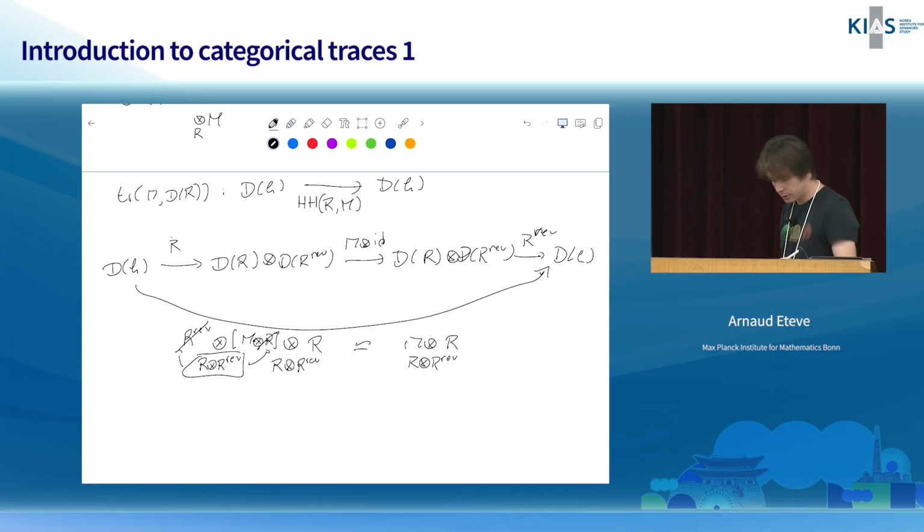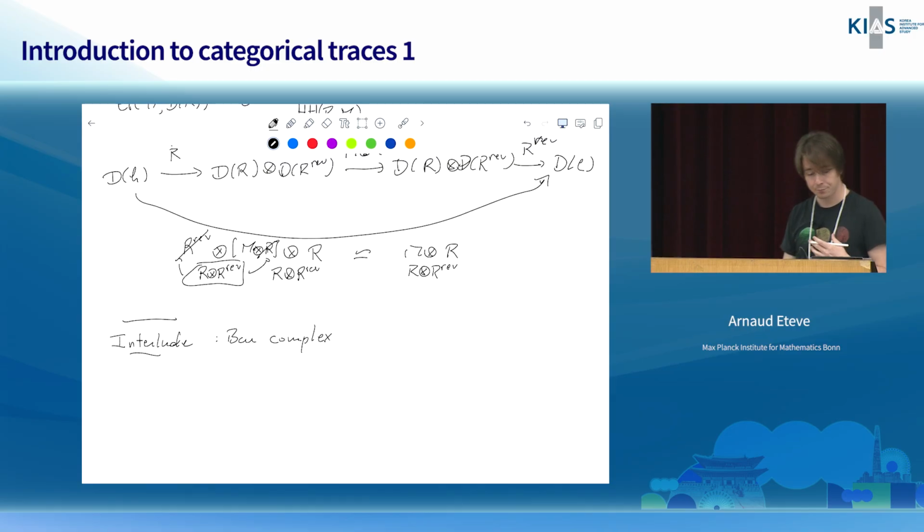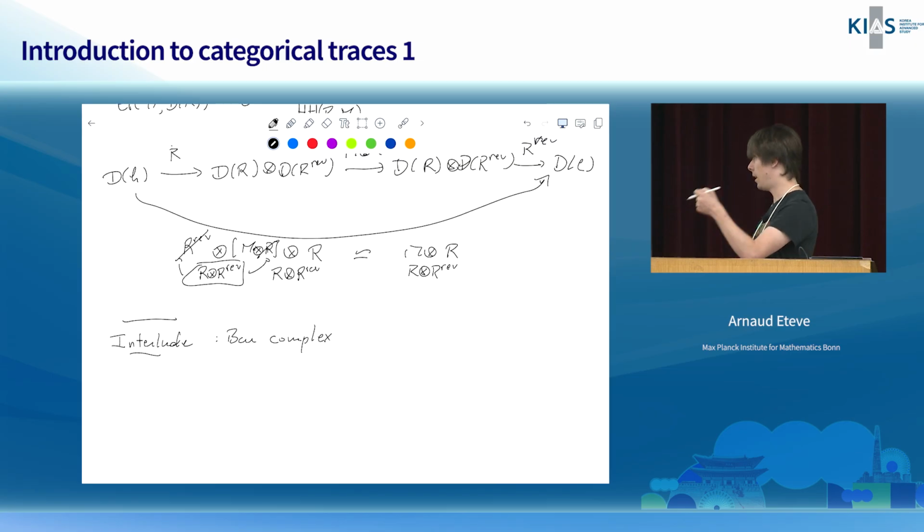Okay, so now I want to do a small interlude. Because if you've ever seen the theory of Hochschild homology, you've certainly talked about bar complexes. So let me just say something brief about this. Right, the whole point of the theory of bar complexes is to give you resolutions of R as an R bimodule. Specifically, you have a simplicial object, an augmented simplicial object that goes like this.